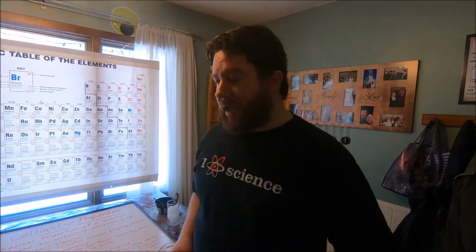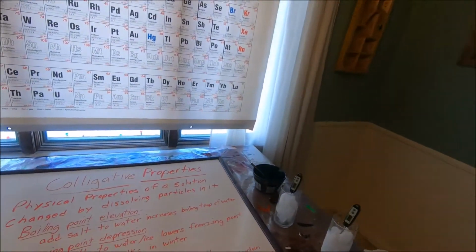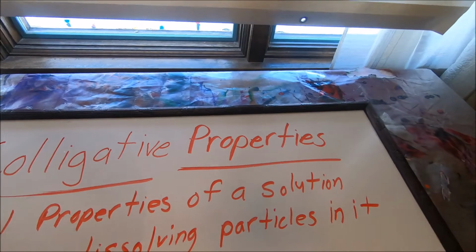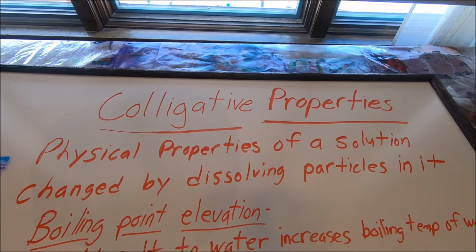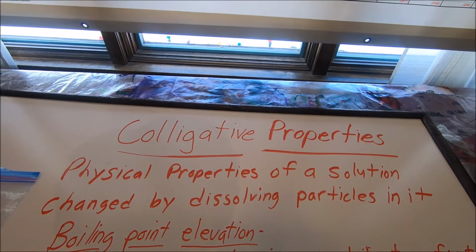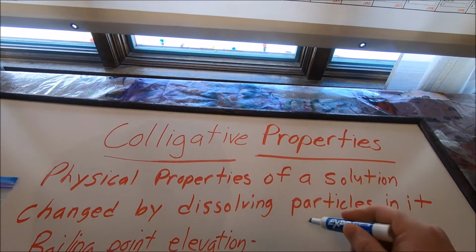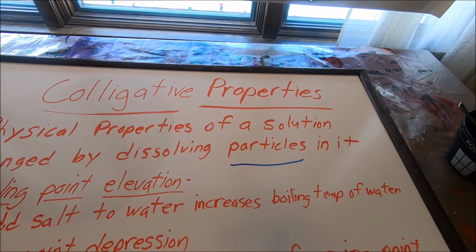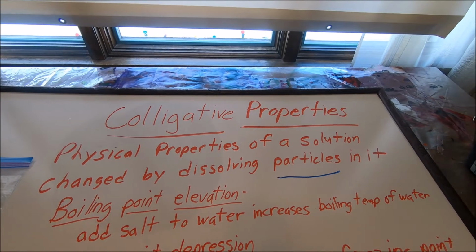So to start us out today, colligative properties are physical properties of a solution that are changed by dissolving particles in it, by the amount of particles in it. So we're going to focus in on those particles being dissolved in there.